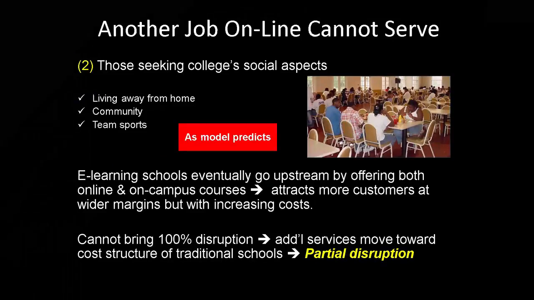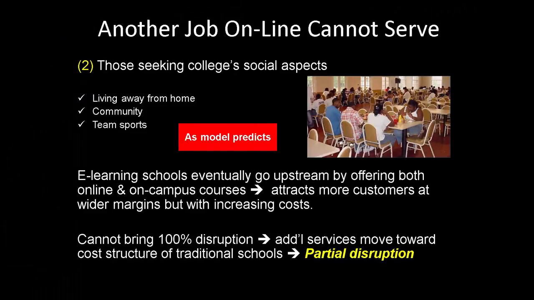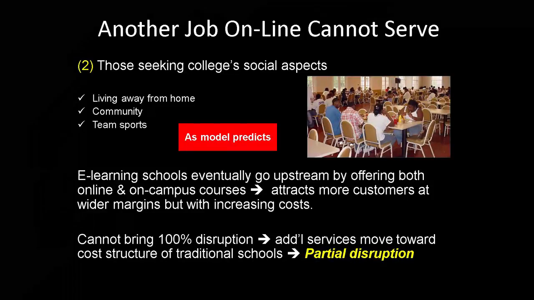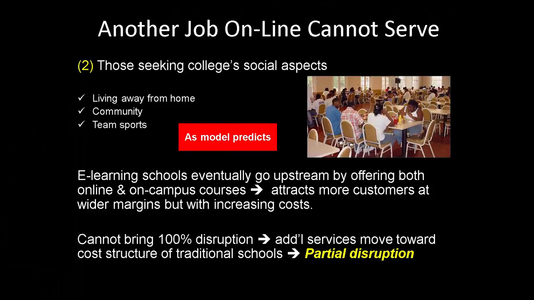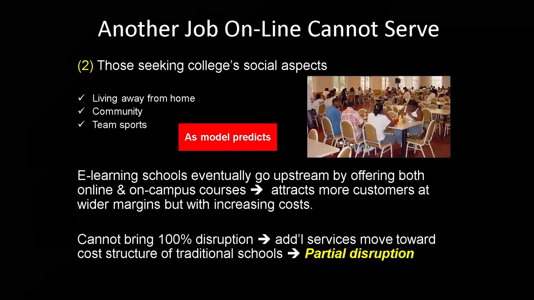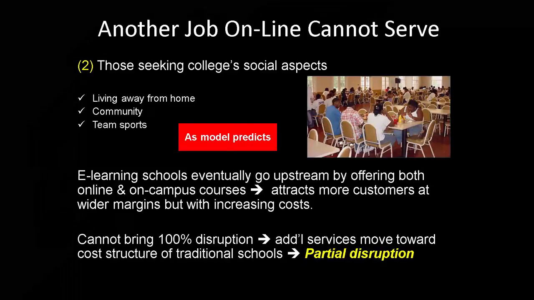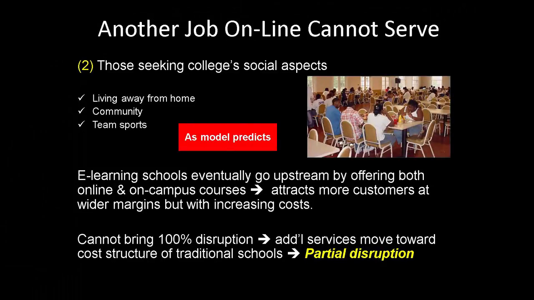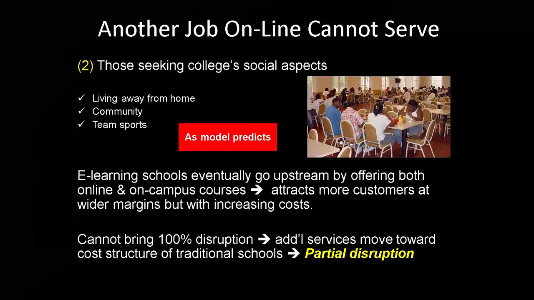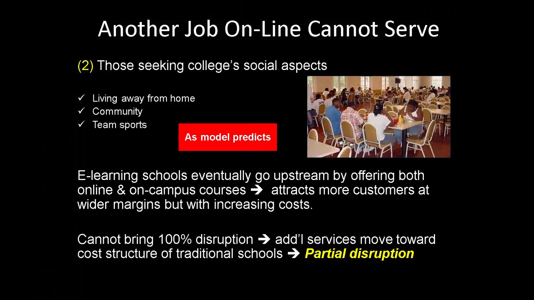Now, if you look at those seeking the social aspects of college, living away from home, a sense of community, participating in a sports team, well, that's another job that online education really cannot serve as well, especially if it remains exclusively online. So e-learning schools eventually go upstream by offering both online and on-campus courses.